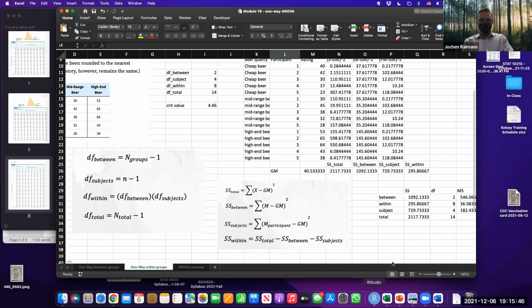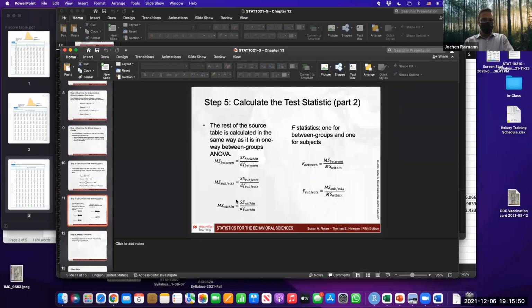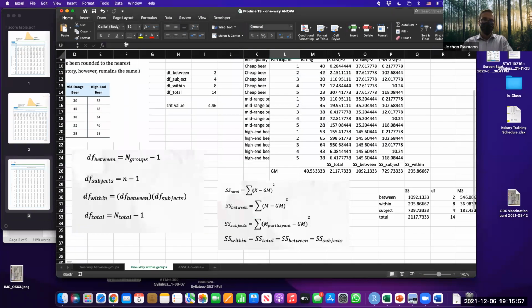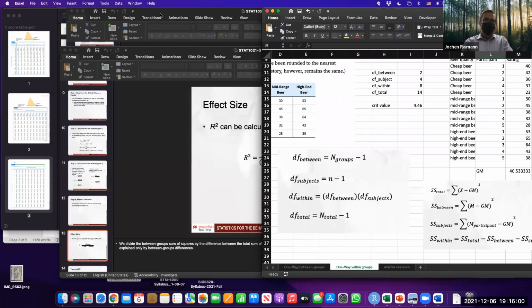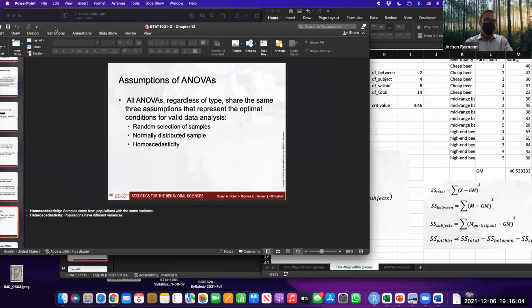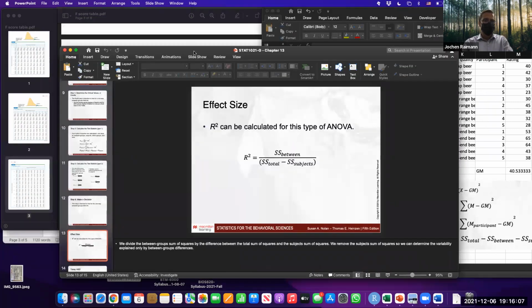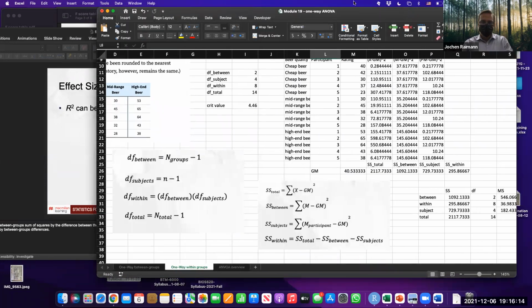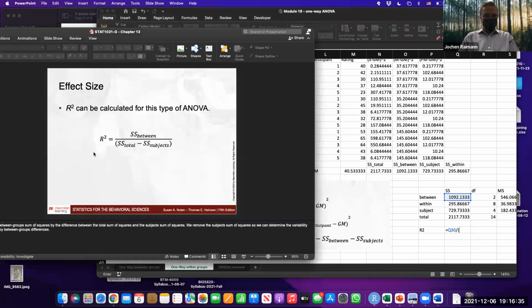So we have 5 more minutes. In 5 minutes, I will not be able to do much. So we make a decision. We do an R square. R square is easy. We do it in the same fashion. R square equals sum of squares between divided by sum of squares total minus subject.